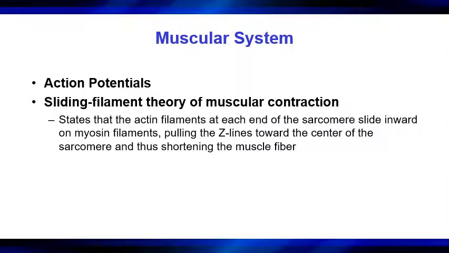So what this theory states is that the actin filaments at the end of the sarcomere slide inward, just what we talked about on the previous slide, pulling the Z lines towards the center and shortening the muscle fiber. So we start with an action potential. The action potential releases calcium from the sarcoplasmic reticulum, and you end up getting this shortening contraction. And an action potential is essentially like an electrical nerve impulse. So that kind of starts this whole process of the sliding filament theory. And you're going to have multiple phases of the sliding filament theory as you go through that. So we're going to be outlining that in the upcoming slides.